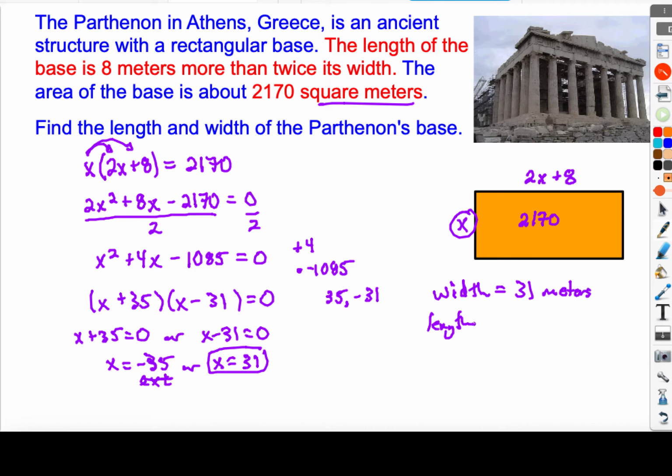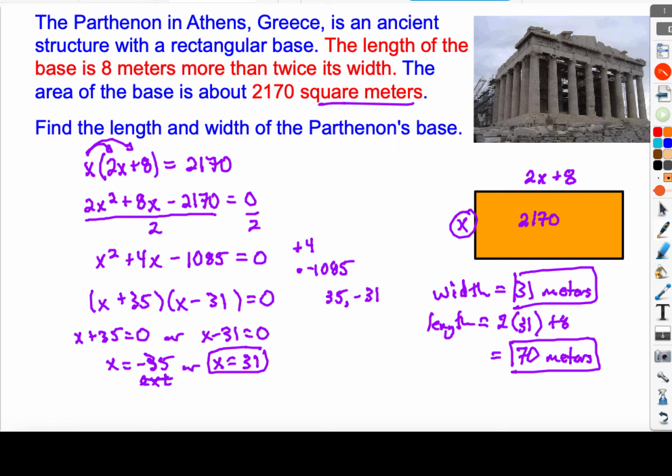But remember that the length was 2x plus 8. So the length is 2 times that 31 plus 8. And basically the length will be equal to 62 plus 8, which is 70 meters. So again, the base of the Parthenon must have been 31 meters by 70 meters. And that's a good answer there.